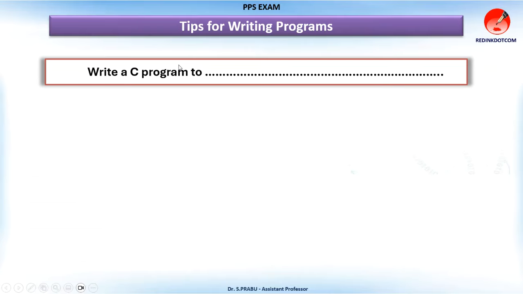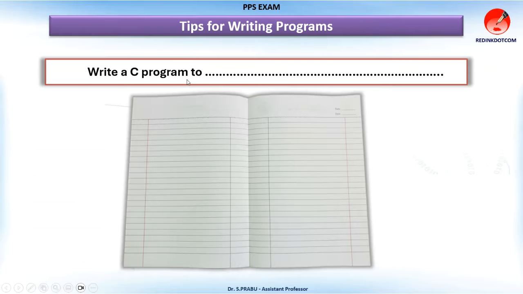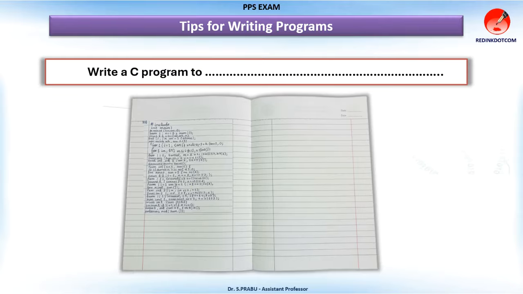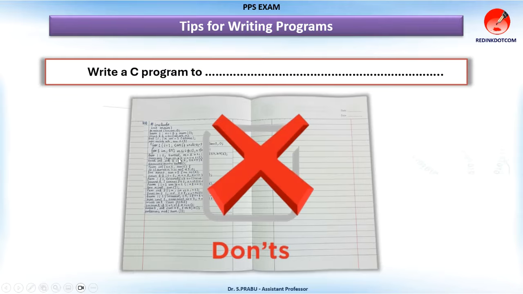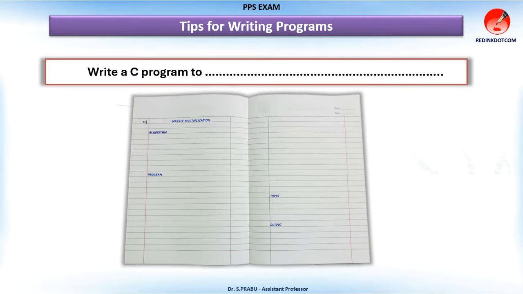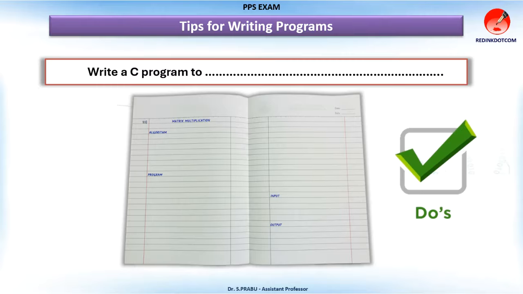When a program is asked in an examination, students usually write like this. Don't do this kind of answering, even though the content is correct. Instead, you can write like this. Give an appropriate heading, write 4 or 5 steps in your own words as an algorithm. Then start writing the program. At the end of the program, you should write what the input is and what the possible output is. This is the expected format to get full marks for this question.